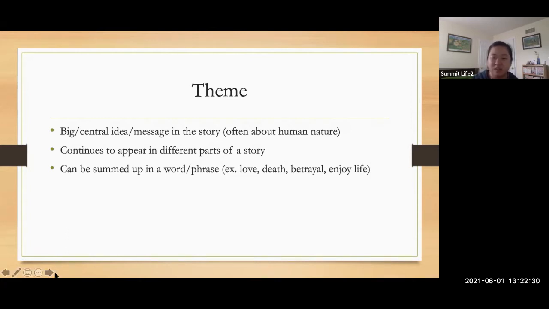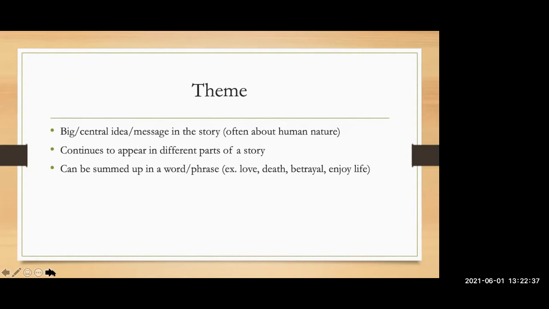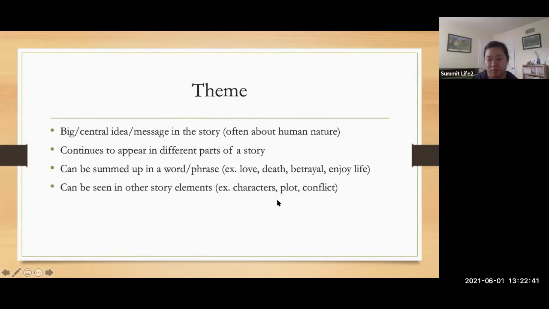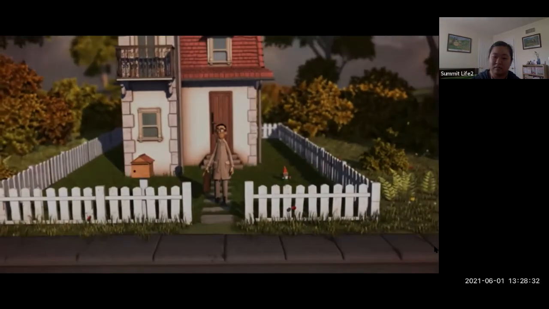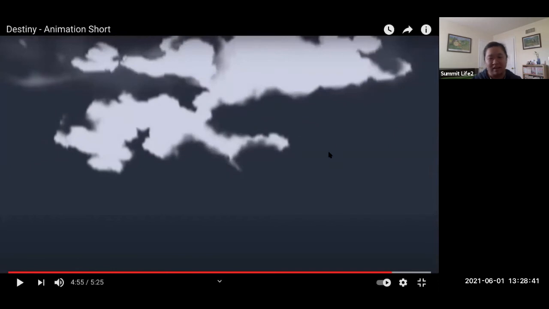Okay, any questions about theme? Moving forward then. As I said, theme can be seen in many different parts, such as characters, plot, and as well as conflict. Now we're gonna watch a little video, and you're gonna tell me what the central idea is about. So keep in mind that we're just gonna look for the theme, and you can describe the theme in your own language. Okay, and that's it.